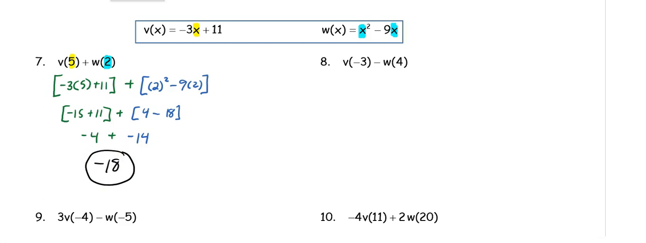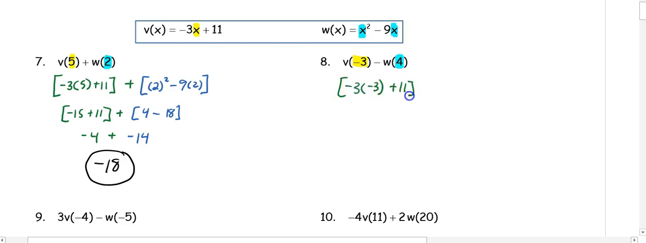Number 8, when I substitute, I'm going to put negative 3 in for x in the v equation. And I'm going to put 4 in for x in the w equation. So when I rewrite this, I have negative 3 times parenthesis negative 3 plus 11 minus parenthesis 4 squared minus 9 times 4. So notice that each function right now is in a bracket, so I do that whole function by itself first.